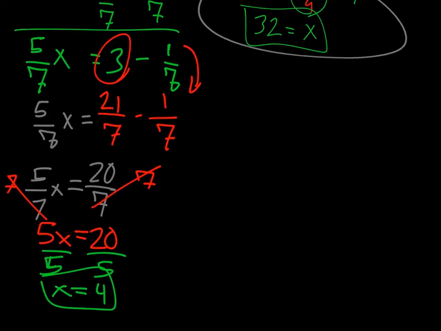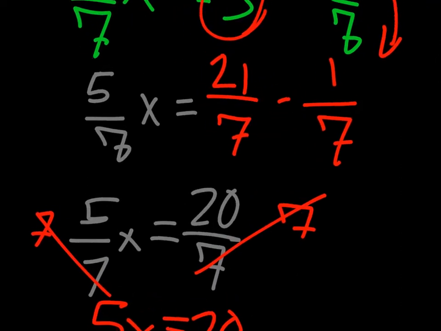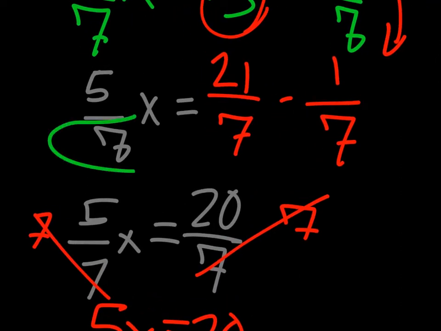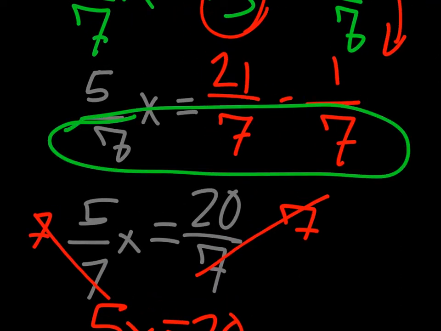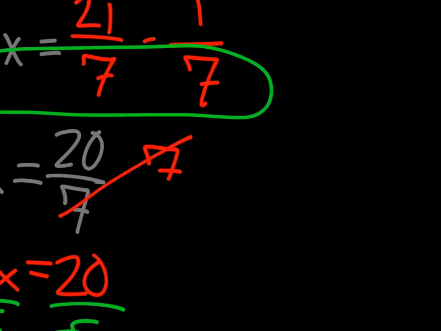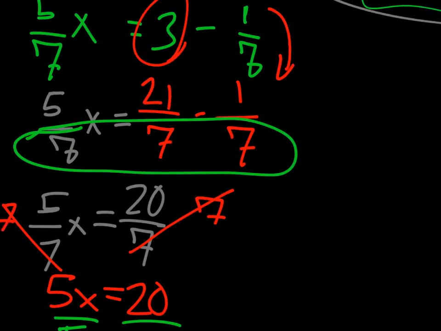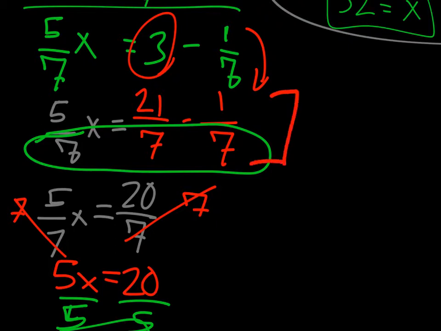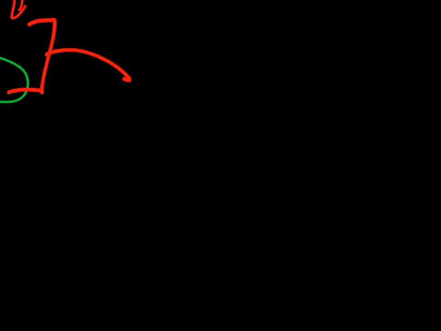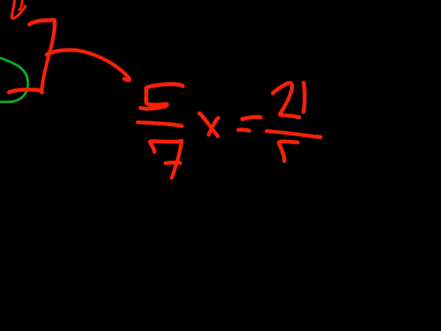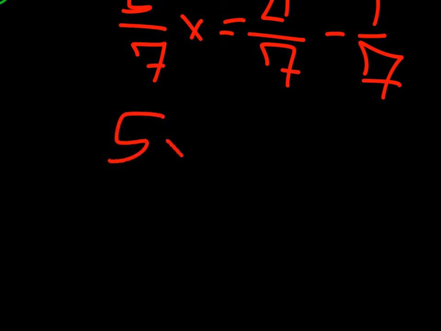Now, that was the regular way. The other way is you can just notice if they all have the same denominator, whatever that denominator is, it can just go away. It can be eliminated, and you will have the exact same answer. So if we had all this, and we move it over here, 5 over 7x equals 21 over 7 minus 1 over 7. Guess what? It's the exact same thing, like I just said. 5x equaling 21 minus 1.